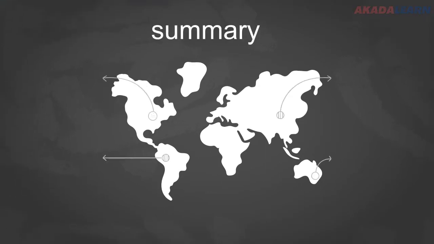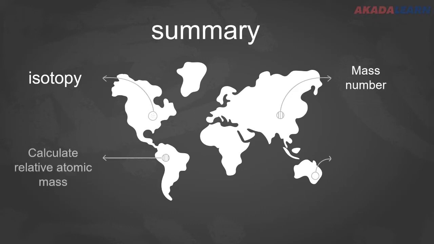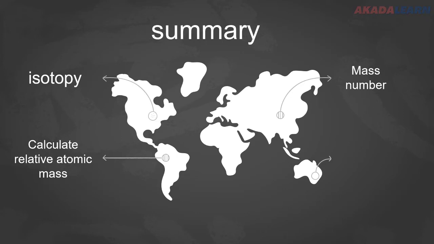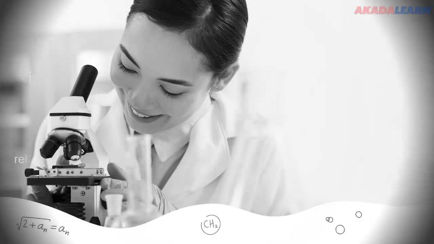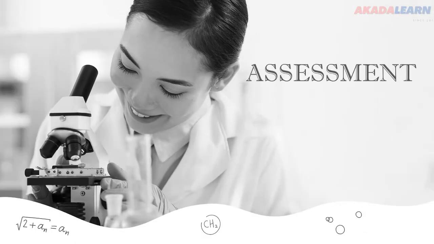Summary: in this lesson, we talked about isotopy, mass number, we calculated the relative atomic mass, and then isotopes. It's now time for us to take an assessment to see how well you have studied.